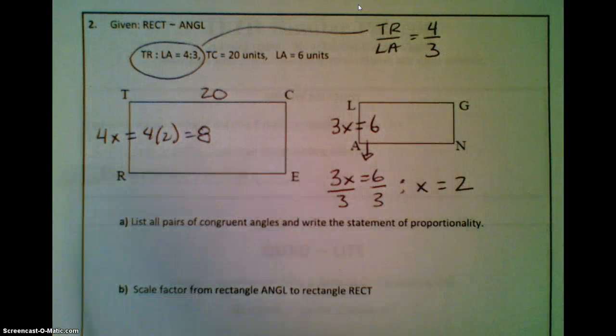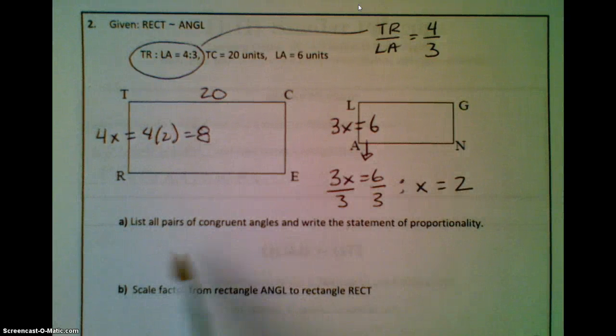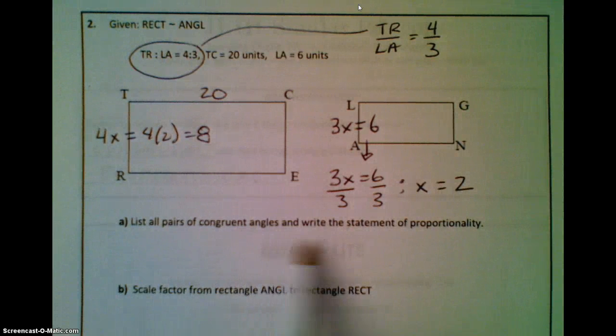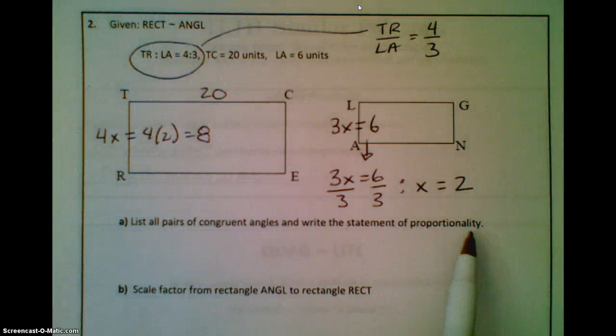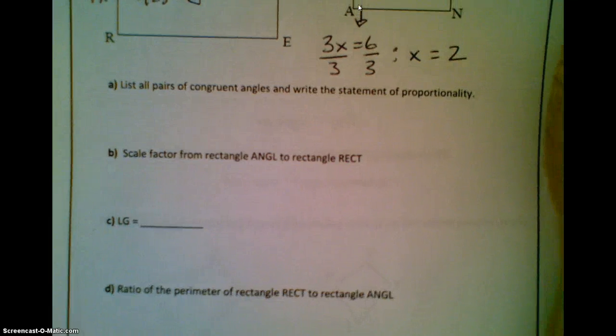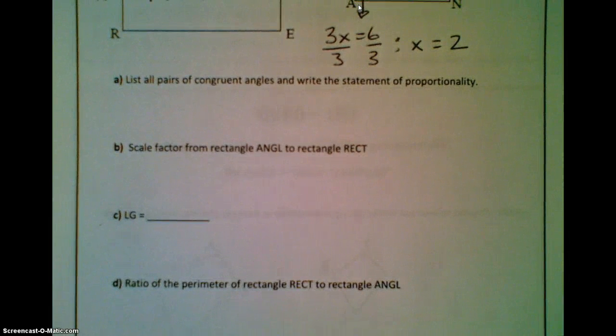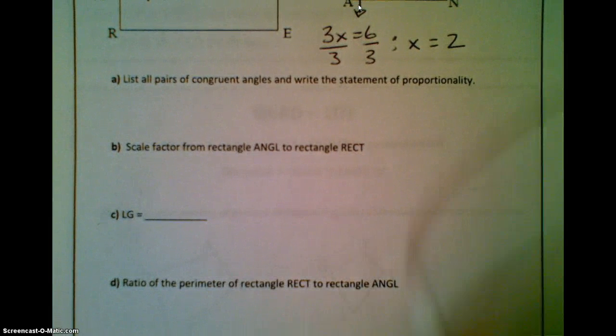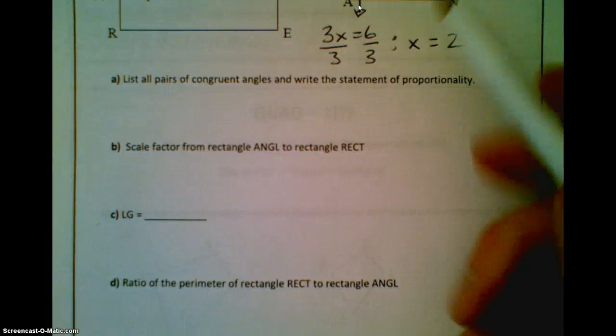Alright, so we marked the given, we figured out some other stuff, and we can go ahead and answer parts A through D. We want to list all pairs of congruent angles and write the statement of proportionality. So again, if you want to pause the video right now and see if you can fill that out on your own, and then you could start it again and see if you got it right. I'm going to go ahead and write these out.